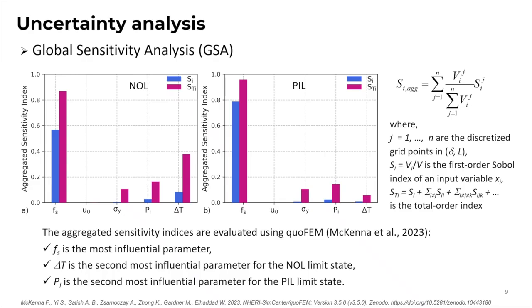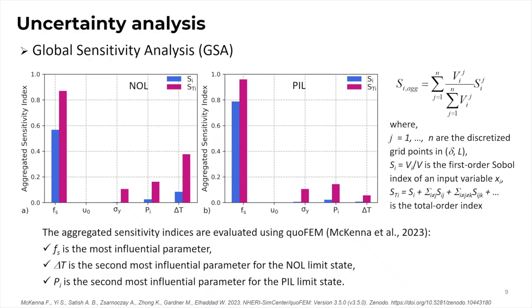The soil friction reaction per unit pipe length results the most influential parameter, with a first-order aggregated sensitivity index of 56 and 78% for the normal operability and pressure integrity limit states, respectively, and a total sensitivity index greater than 87% for both performance limit states.